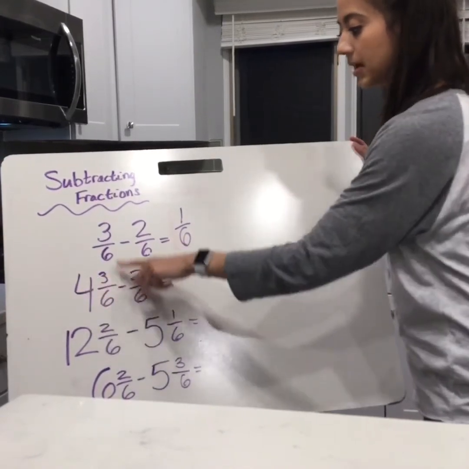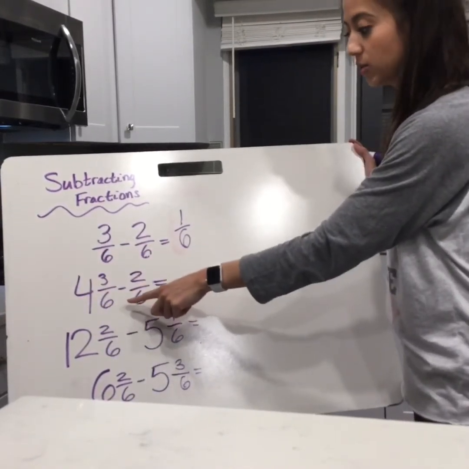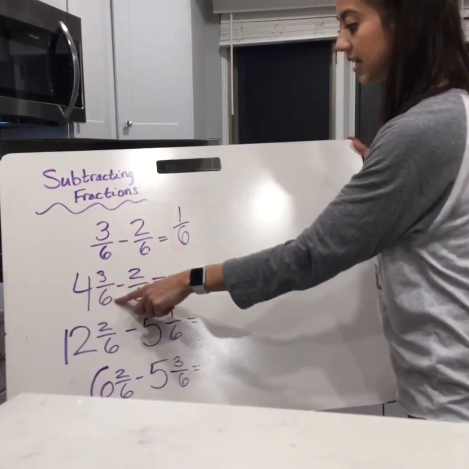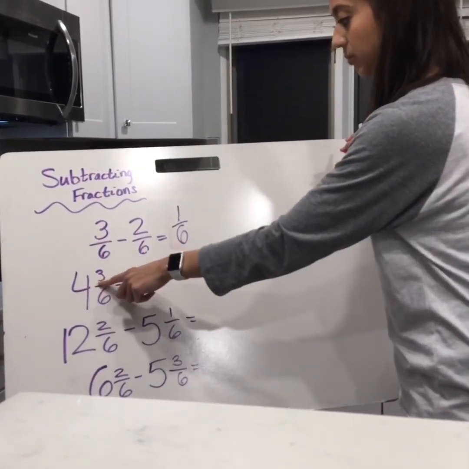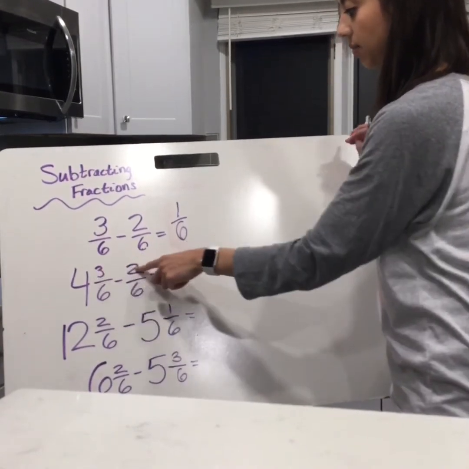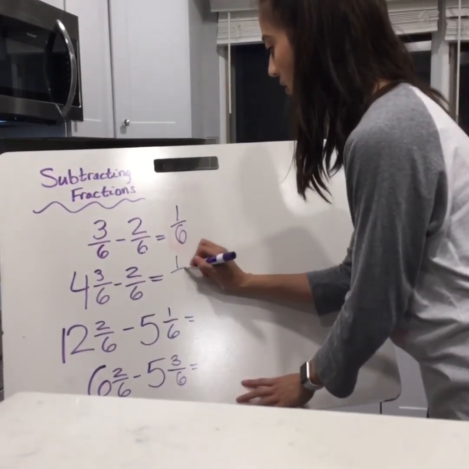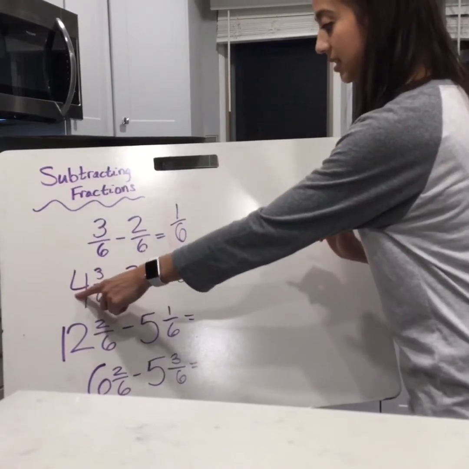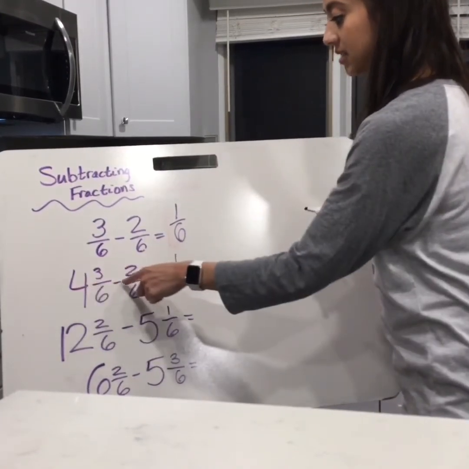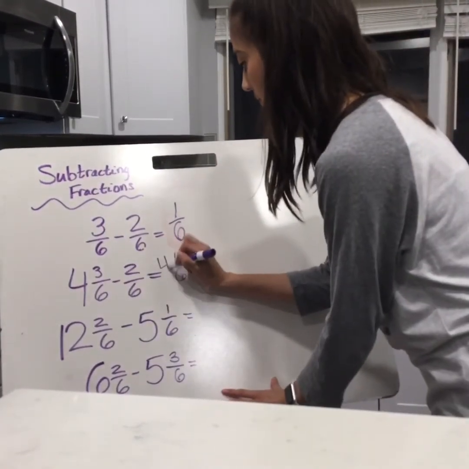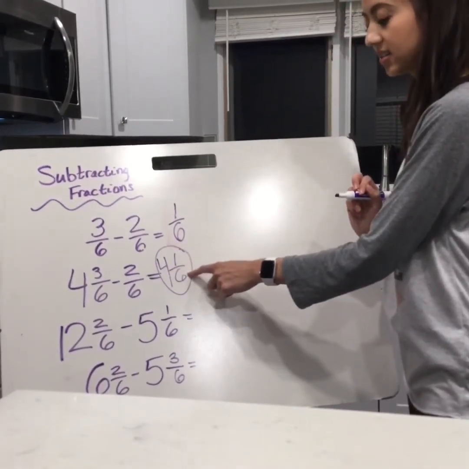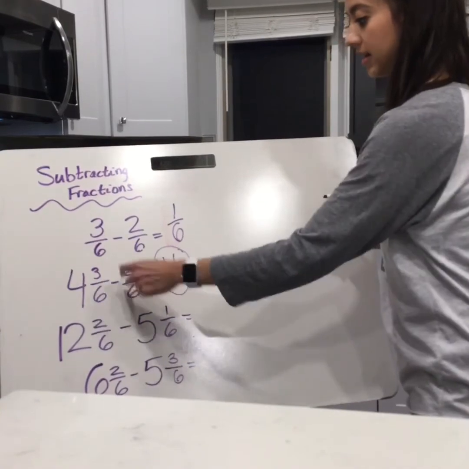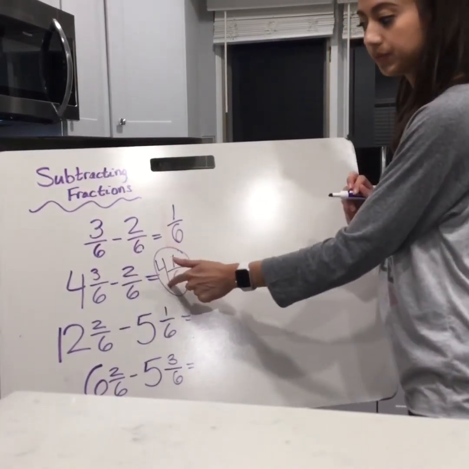Next, you might see some mixed numbers in our subtraction problems. So here we have 4 and 3/6 minus 2/6. Once again, you subtract the numerators. 3 minus 2 is 1 over 6. Now we can't forget the mixed number. 4 wholes minus 0 wholes is just 4 wholes again. So your answer would be 4 and 1/6. 4 minus 0 wholes would be 4.